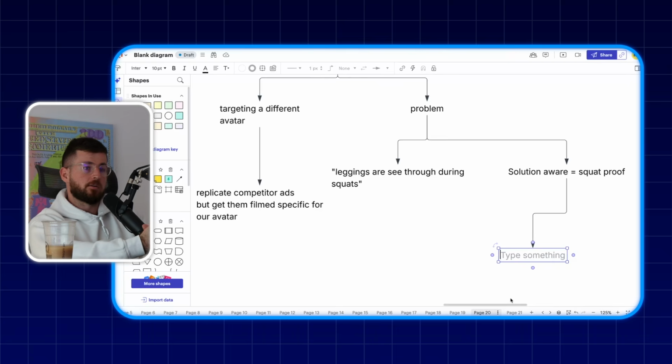likelihood here is that they probably tried a couple different leggings, so they're likely skeptical here. When we're marketing to a skeptical market, you have to understand that people believe what they see, not what they hear. So if I just do an image ad saying these leggings are squat proof, it would suck. Why? Because people believe what they see, not what they hear.